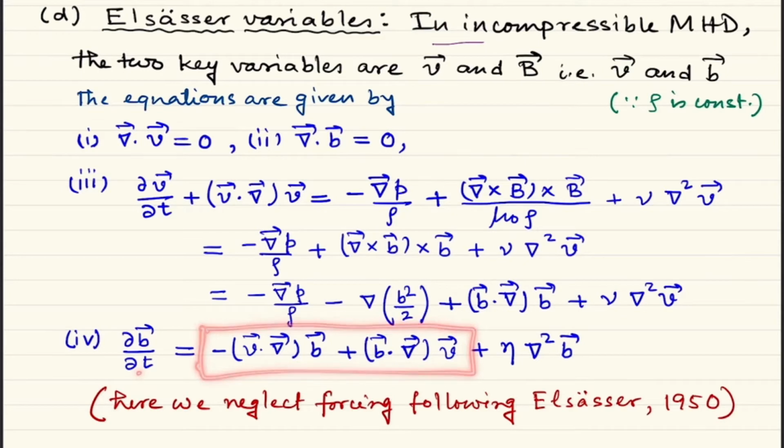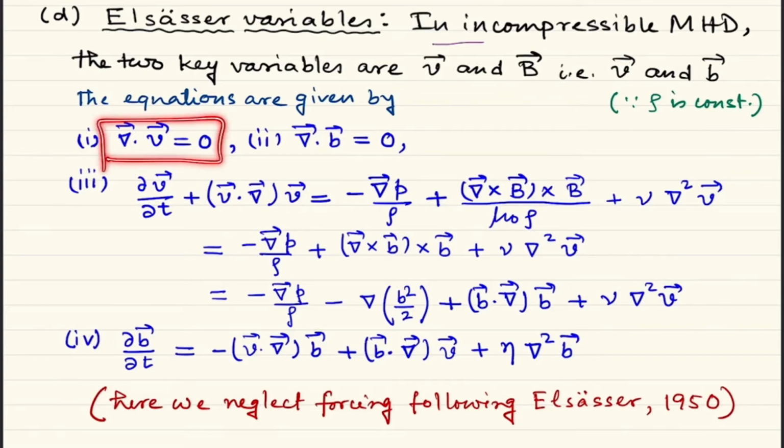So ∂B/∂t is equal to minus V dot nabla B plus B dot nabla V plus eta Laplacian B. So you see, here we have the equation for both V and B. Both are divergence-less, and the evolution equation of both includes only terms like B dot nabla B, B dot nabla V, V dot nabla V, V dot nabla B, and this gradient type of term. This is also a pure gradient here because rho is a constant.